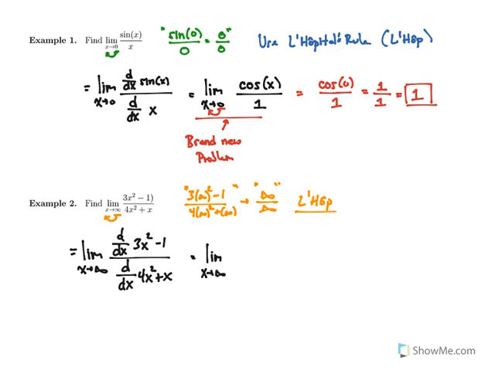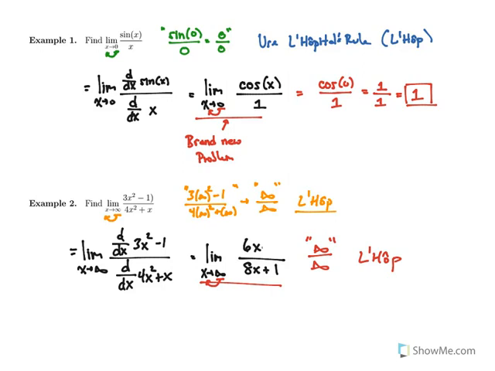Notice that I'm writing equals limit as x approaches infinity on each step. The derivative of the top is going to be 6x minus 1, and the bottom is going to be 8x plus 1. And sorry, not 6x minus 1, just 6x. Derivative of negative 1 is 0. All right, brand new problem. So we're going to plug in infinity for x, and we get another infinity over infinity. So we're going to use L'Hopital's rule again.